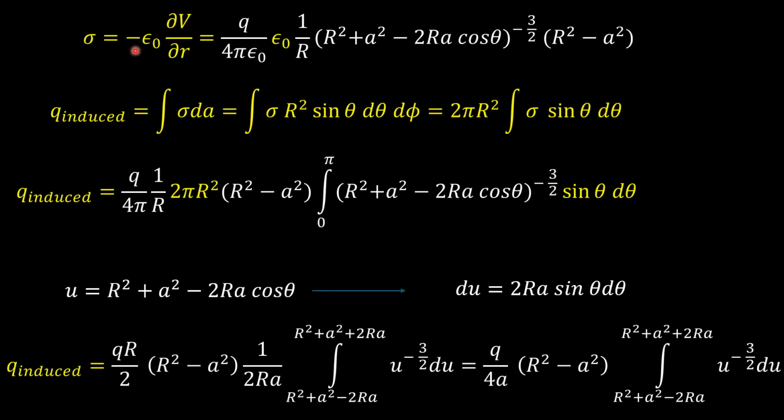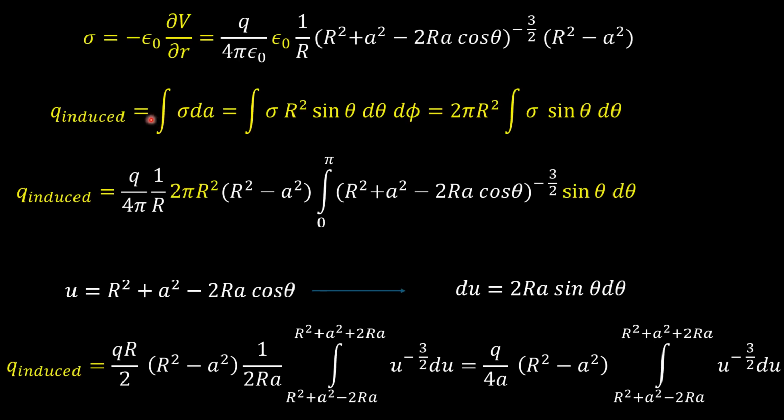Now sigma is equal to minus epsilon naught delta V over delta R. In delta V over delta R, we got one negative sign. This is minus 1 over R, and all these terms. So minus of minus will become plus. So you can write simply Q over 4 pi epsilon naught. This delta V over delta R is epsilon naught times 1 over R, and all these terms. Now, what is the induced charge?